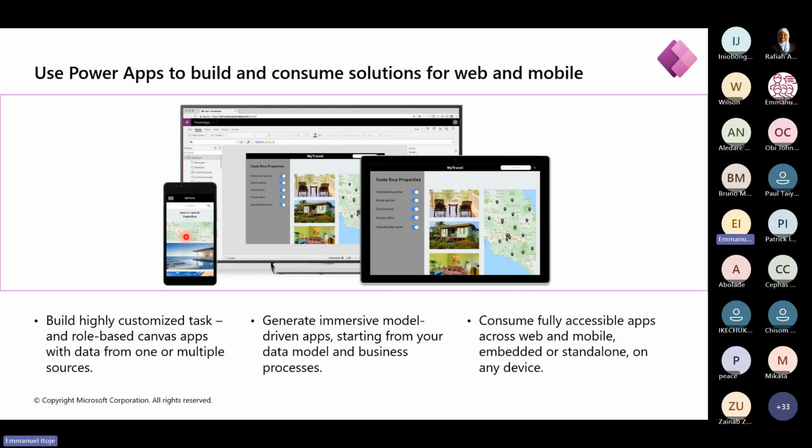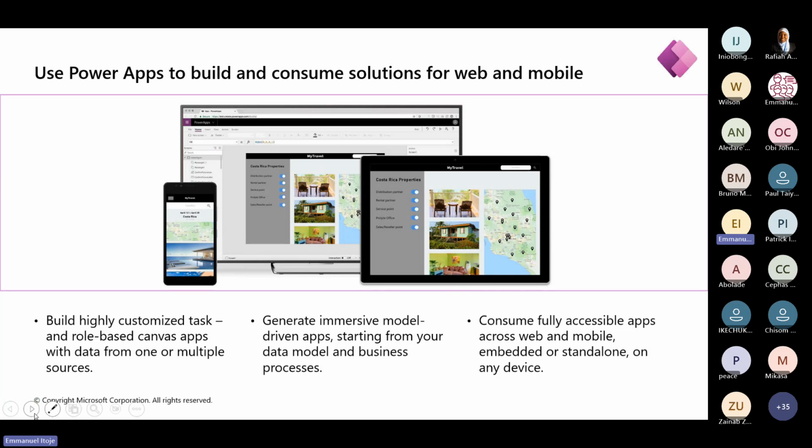While for canvas apps, you're building it from scratch. After you're done building it, you're now connecting to a data source. And with Power Apps, you can also consume fully accessible apps across web, like I mentioned, across mobile, even embedded or even standalone on any device. So you're not actually limited to the kind of device that you can use for any of these applications.